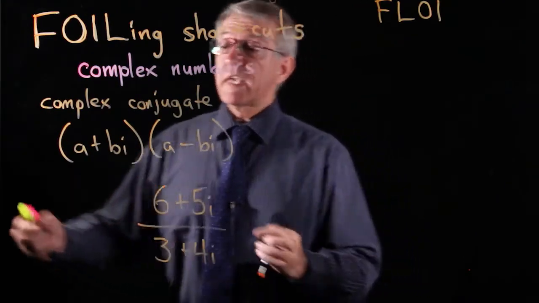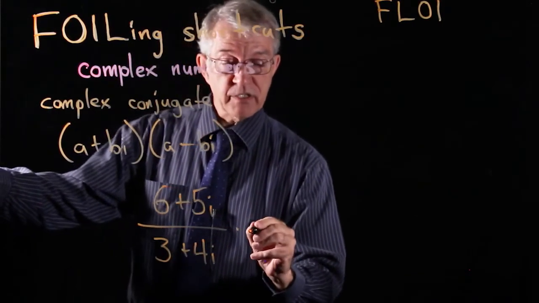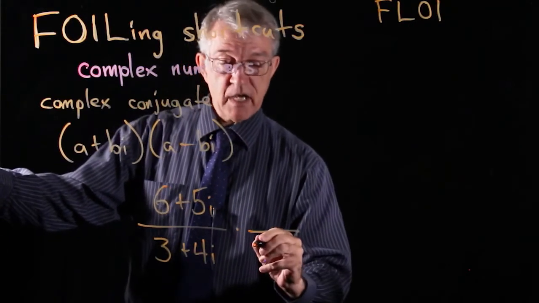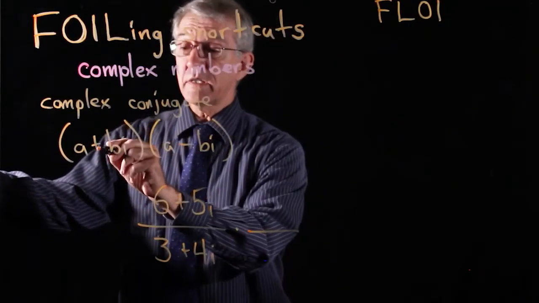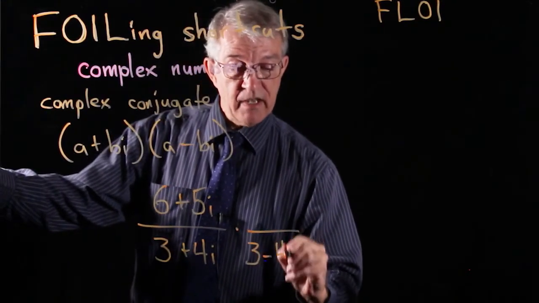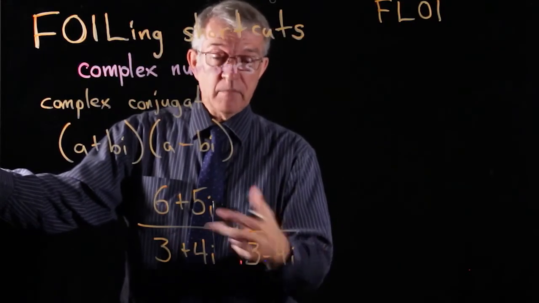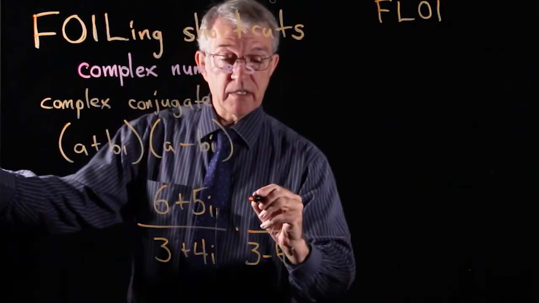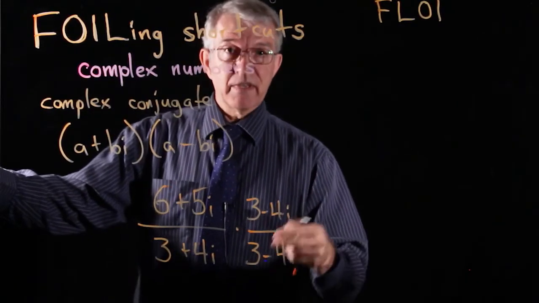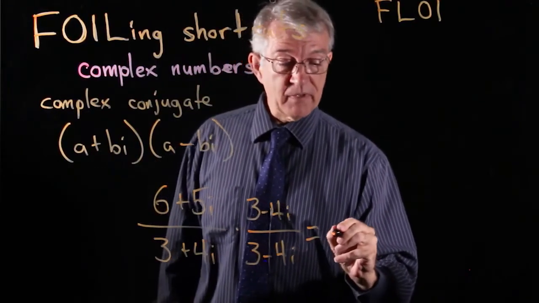So the secret here is look at the bottom of the fraction, and whatever it is, write its complex conjugate. So here's a plus. I'm changing the plus to a minus. 3 plus 4i turns into 3 minus 4i. And then, to be fair, if we're doing something to the bottom of this fraction, we need to do the same thing to the top of the fraction. So we're multiplying by this over this. We're multiplying by 1. We're not changing the value. But we are greatly simplifying it.